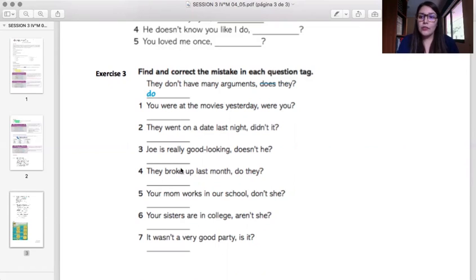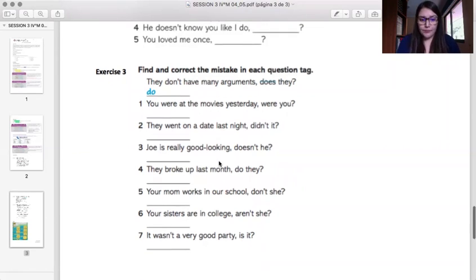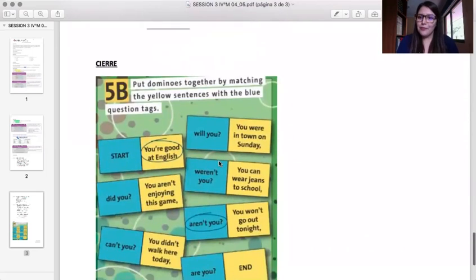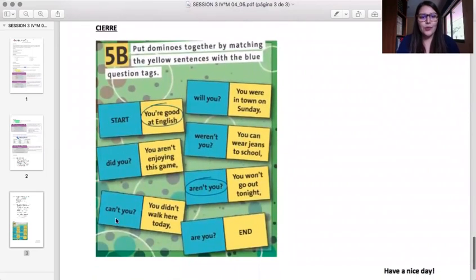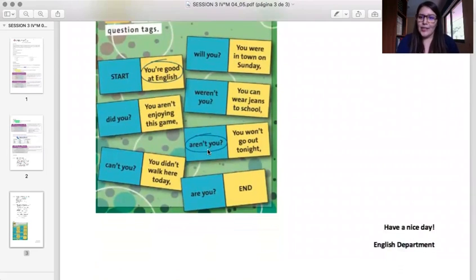Aquí deben encontrar el error en cada una de las oraciones. Okay? Good. And then to finish, you have to put the dominoes together to form the question tags. Okay, so that's everything for today. If you have any questions, I will see you in class this week. Okay, bye-bye.